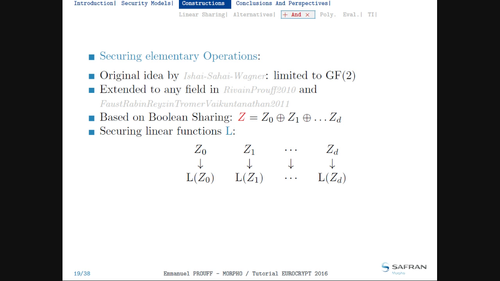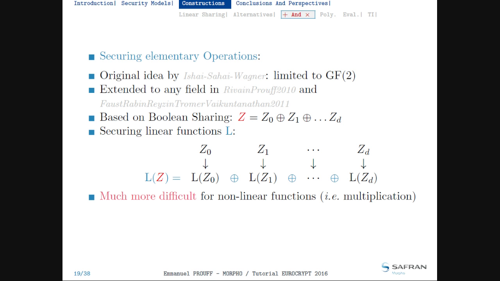I have a finite field in which my processing is described, and I'm splitting this processing into affine operations and multiplications. For the affine operations, it's very easy to get a secure processing. Let us assume that I have those shares. In order to securely process L of Z from those shares, I just have to process L on Z0, then L on Z1, and so on. By linearity, the sum of those shares gives me L(Z). So I can easily build a sharing of L(Z) from a sharing of Z, and the complexity is linear in the security order D.